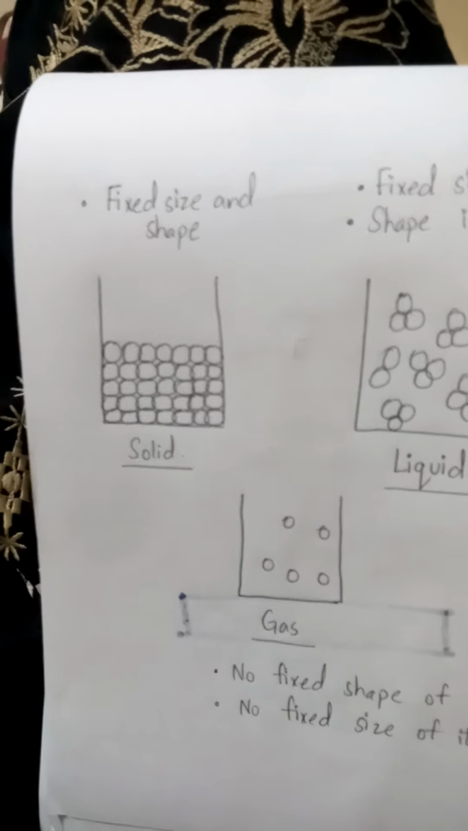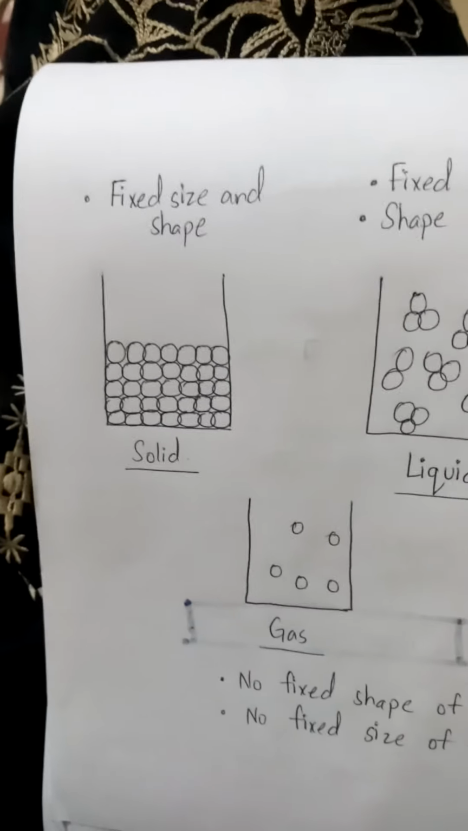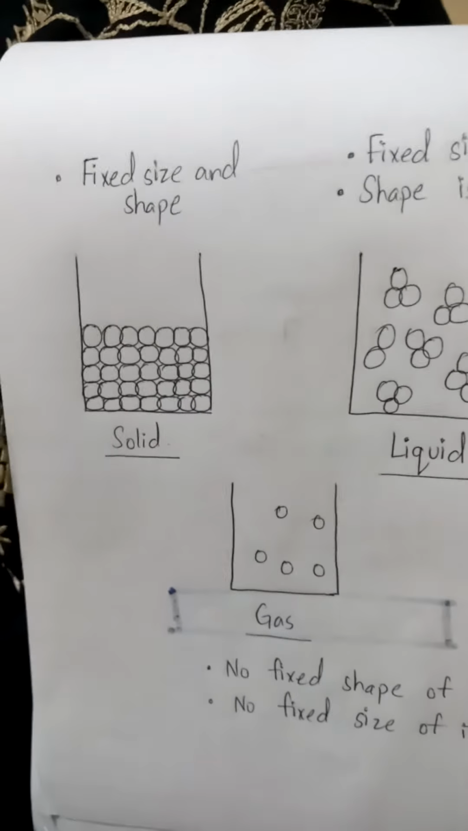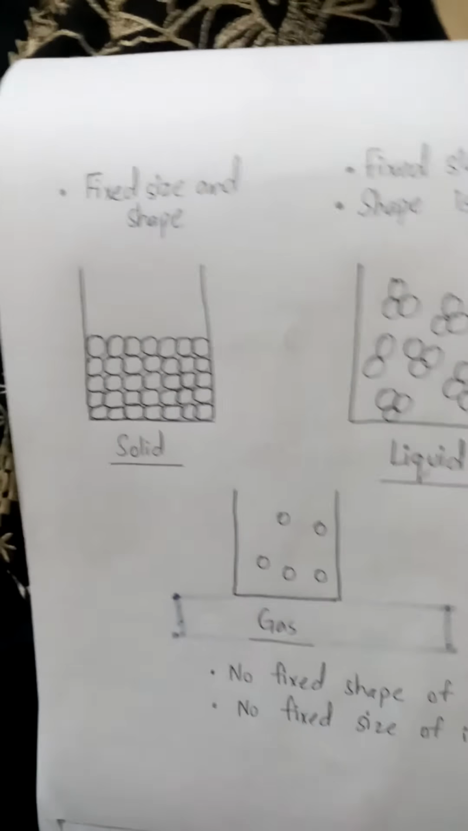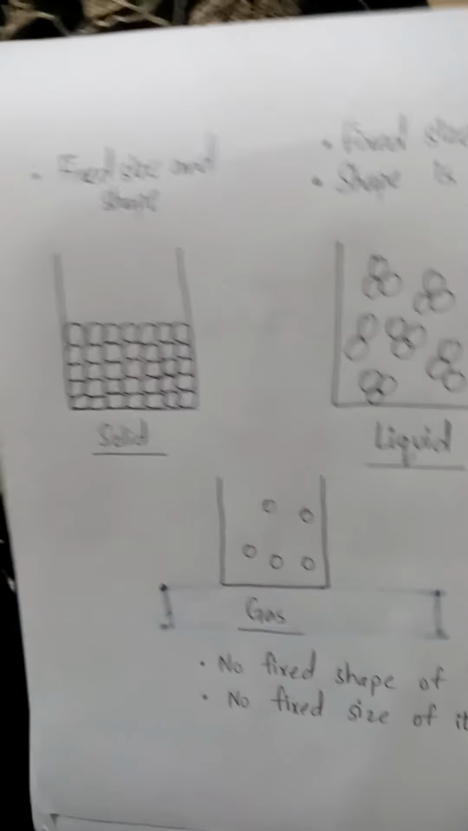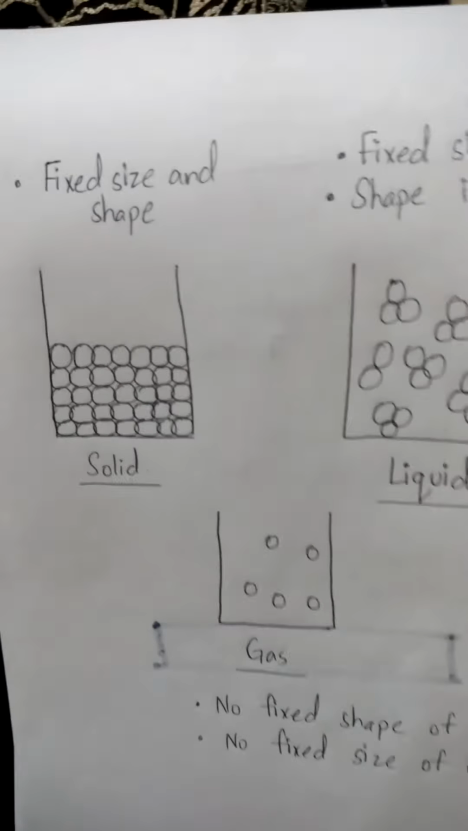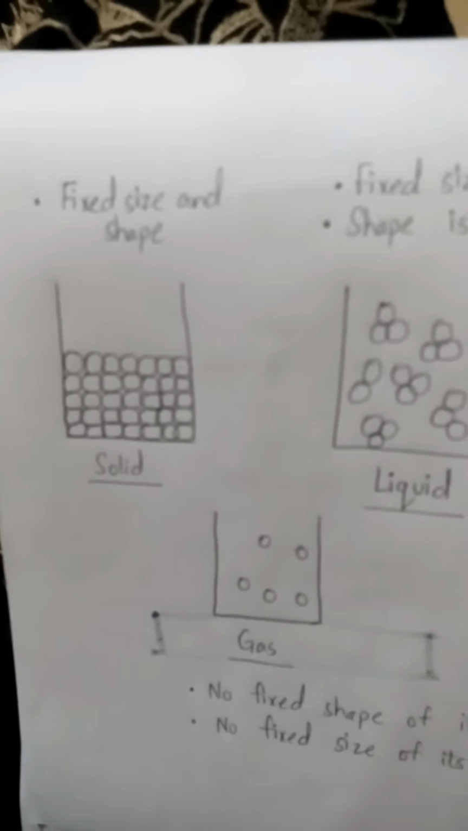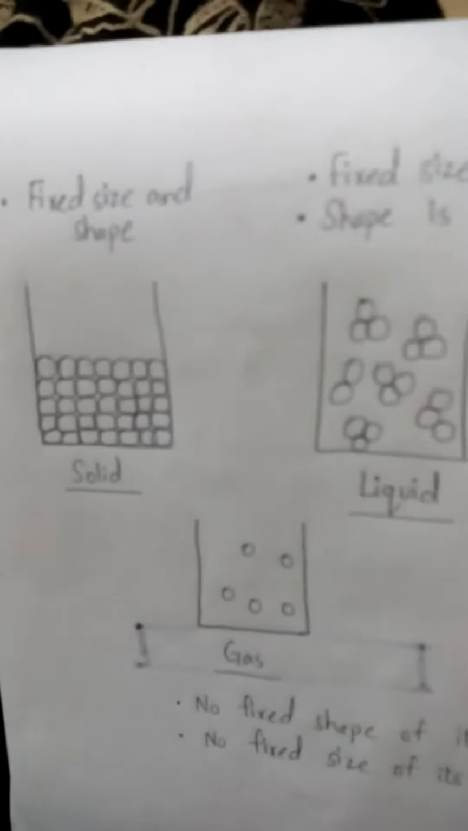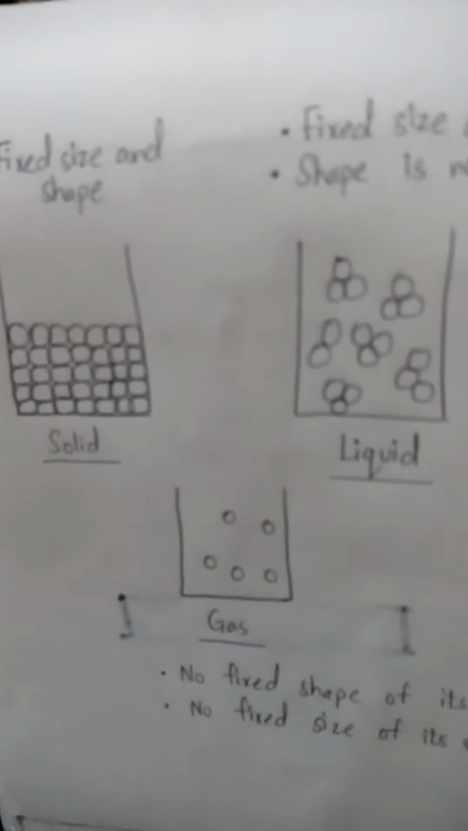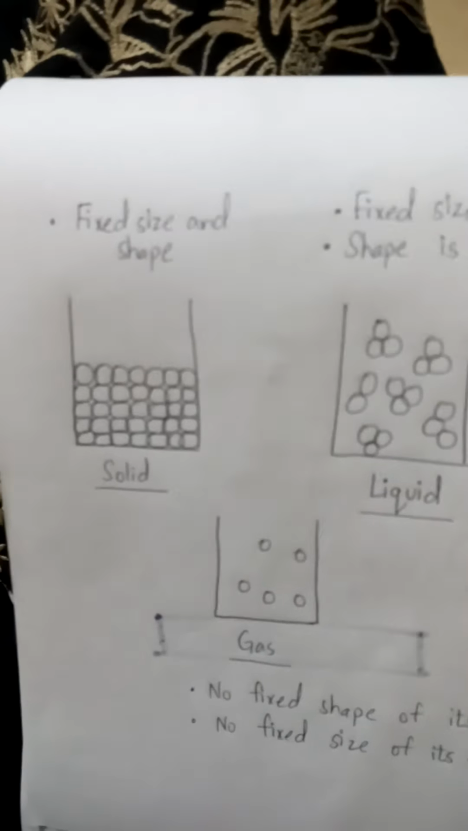If an empty glass is present on a cupboard, the size is the same, and if I place that same empty glass in a freezer and take it out, the size still remains the same, right? Sorry, the shape remains the same. The shape is constant, and the size is also constant. The size doesn't become smaller or larger. So this size and shape remain fixed.